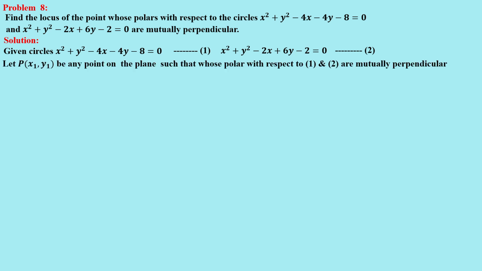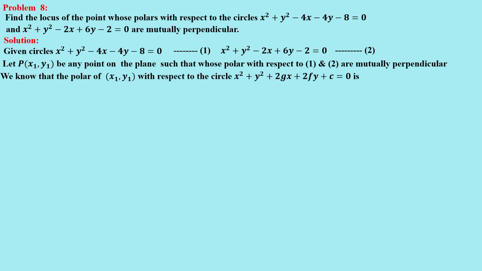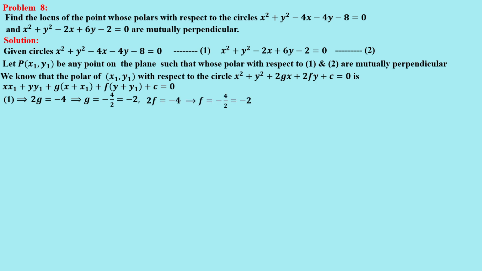Let P(x1, y1) be any point on the plane such that its polars with respect to 1 and 2 are mutually perpendicular. We know that the polar of (x1, y1) with respect to the circle x² + y² + 2gx + 2fy + c = 0 is xx1 + yy1 + g(x + x1) + f(y + y1) + c = 0. So here 1 implies 2g = −4, g = −2, 2f = −4, f = −2, and c = −8.